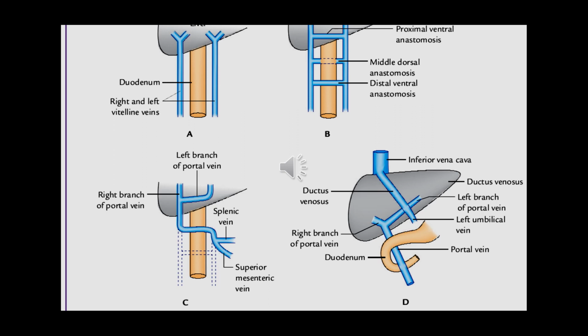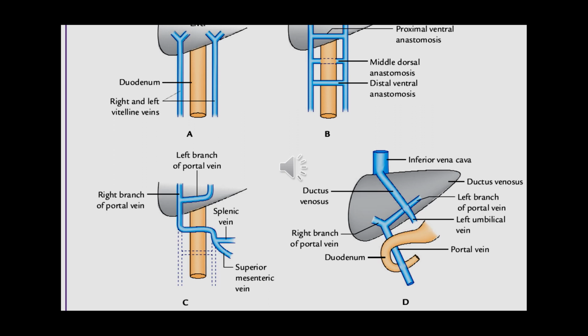That is what is showing in B. C and D, now he will deal with the various disappearances of the portions of the vitelline veins and how they give rise to the portal vein in adults. Let's concentrate on the C of this diagram.